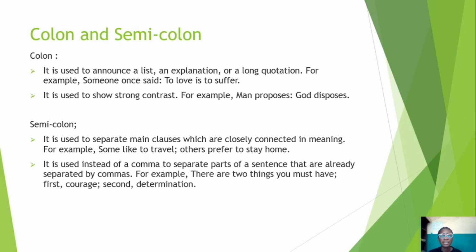That's simply clauses that are independent. They can stand on their own, but since they are connected, we use semicolon to separate them. For example, some like to travel; others prefer to stay home. We also use semicolon instead of a comma to separate parts of a sentence that are already separated by commas. For example, there are two things you must have: first, courage; second, determination.